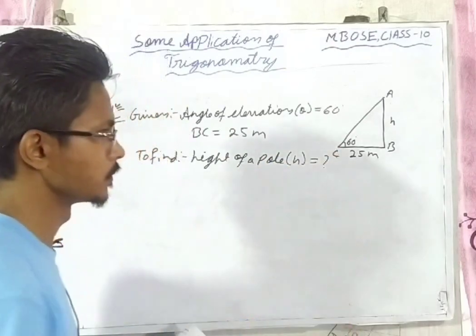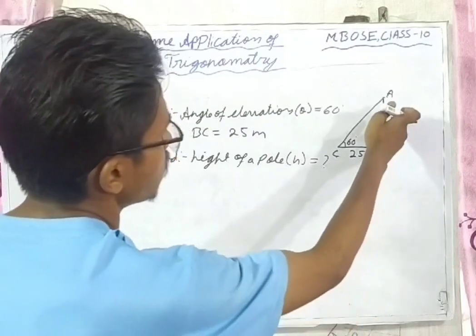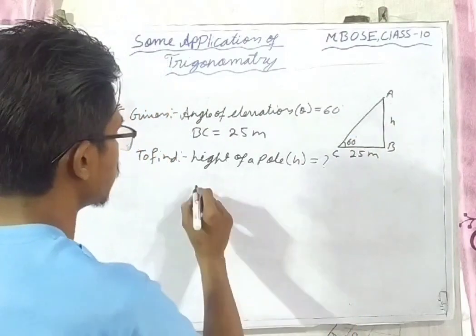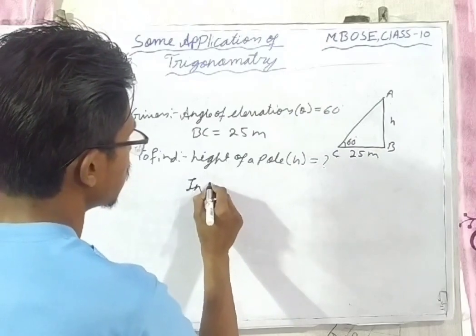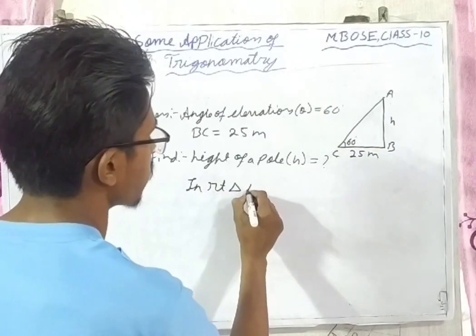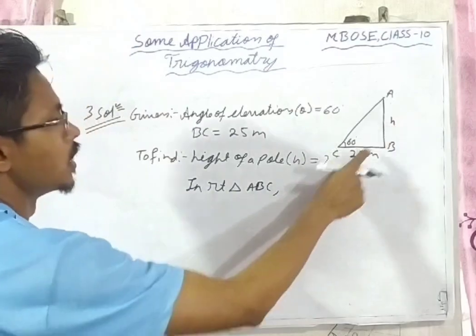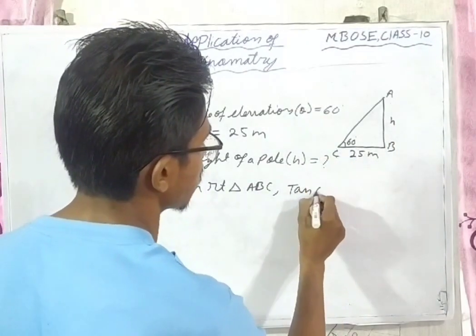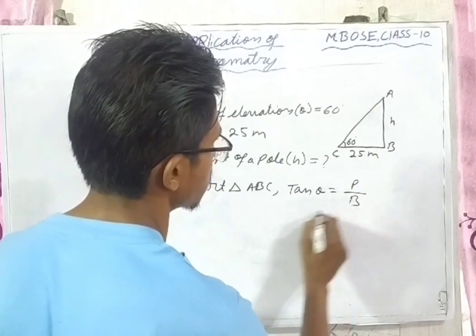This one is the question mark. Here the perpendicular we have to find, and the base is already given. So here also I can use tan theta only. In right triangle ABC, tan theta is equal to perpendicular by base.